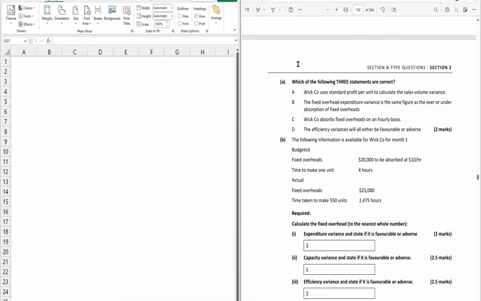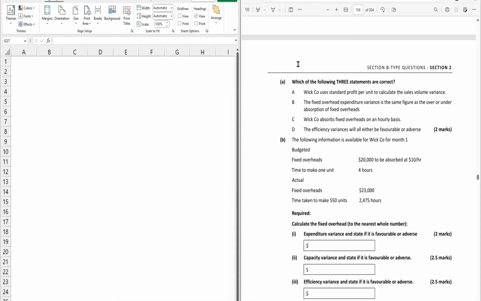Now the next one is: the fixed overhead expenditure variance is the same figure as the over or under absorption of the fixed overhead. See, your total fixed overhead variance is the same figure as the over or under absorption of fixed overhead, but not the expenditure one. So that's why this statement is incorrect. These are two different concepts. In the expenditure variance, we just calculate the difference between the budgeted and actual overhead, and in under and over absorption, we figure out absorbed overhead minus actual fixed overhead. So that's why this statement is false.